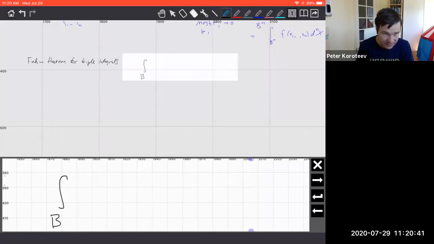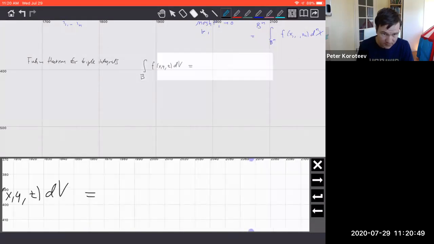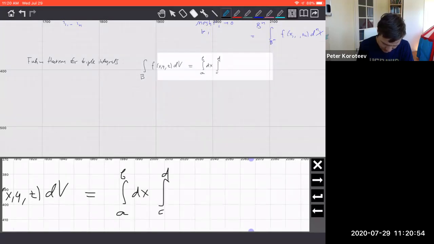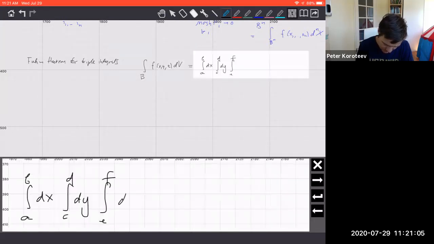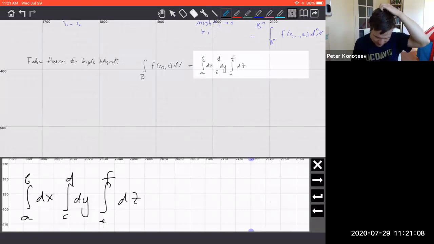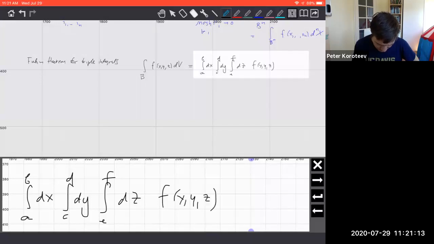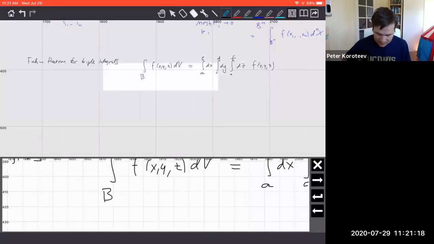Which says that the integral over B of f of x, y, z dV is equal to the integral from a to b dx, from c to d dy, from e to f dz of f of x, y, z. I'm using the same notation as we had above. Here B is this parallelepiped, the box.